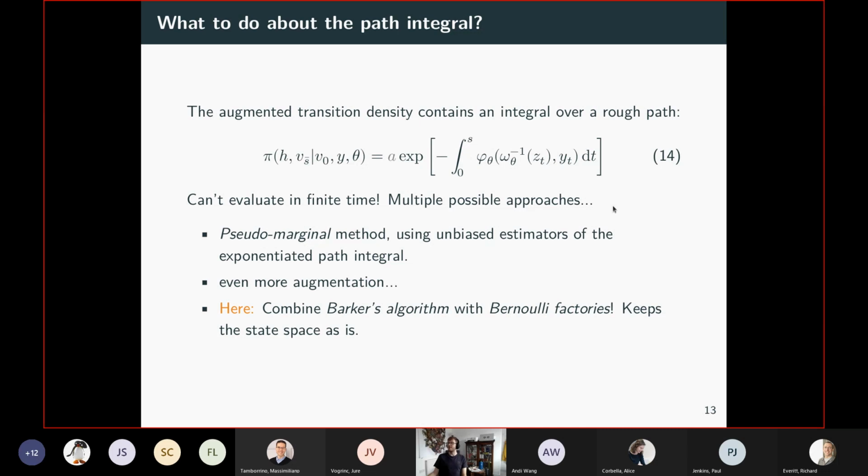You could do even more augmentation, which is unattractive because it tends to slow down your algorithm. So what we're going to do here is combine Barker's algorithm with Bernoulli factories. This is going to keep the state space of the algorithm as it is, that is, the state space consisting of the missing parts of the diffusion, the hidden Markov model, and the parameters of the diffusion and the hidden Markov model.